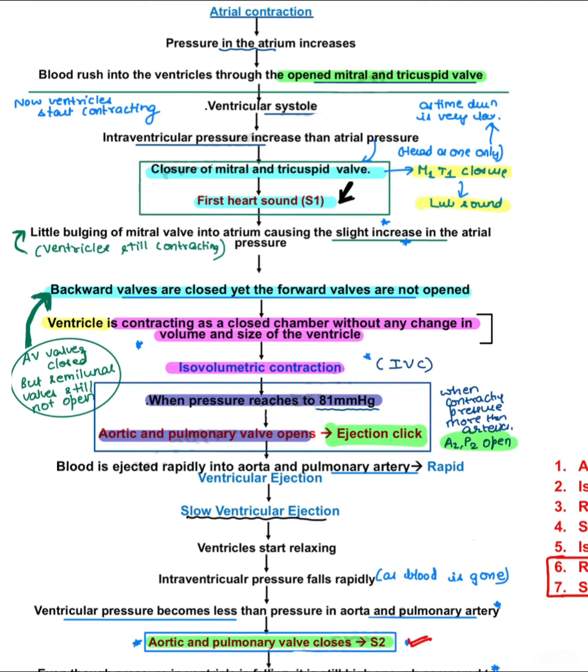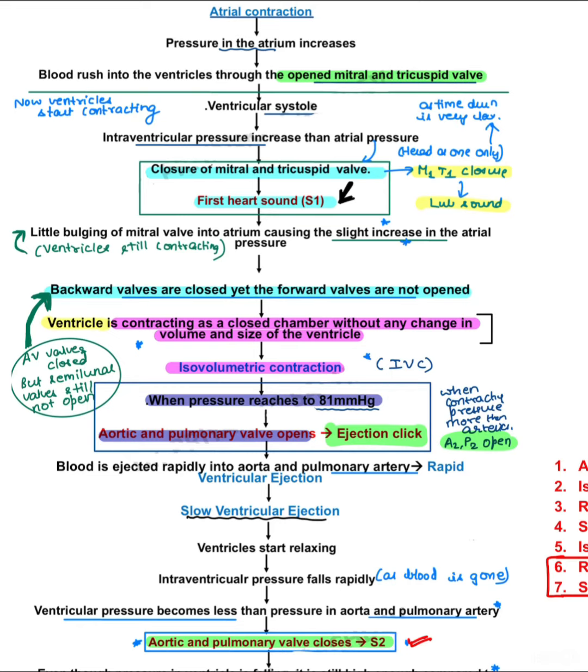Now what happens? There is a closure. When it closes, there is a little bulging of the mitral valve, that is the bicuspid valve, causing a slight increase in your left atrial pressure. Now the backward valves, tricuspid and bicuspid, are closed, yet the pressure is not so high that your aortic and pulmonary valves open. So the ventricle is contracting as a closed chamber, without any change in volume.